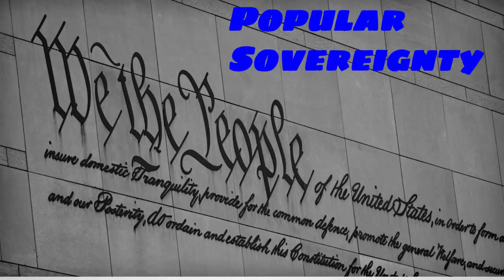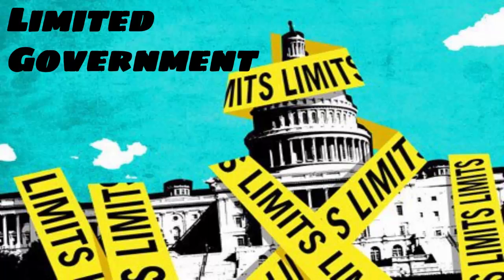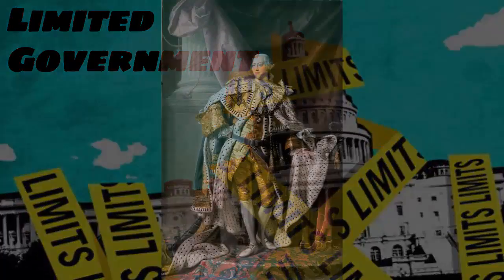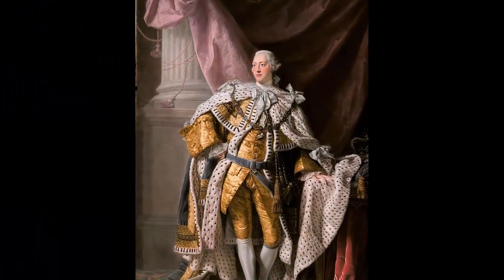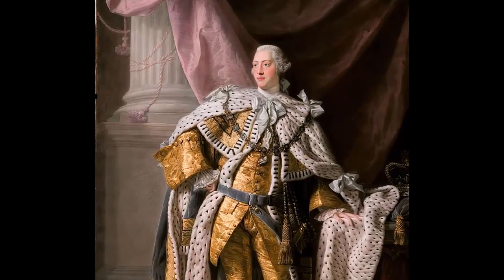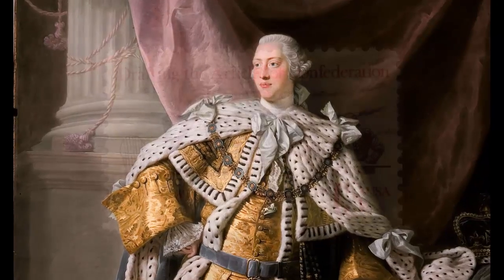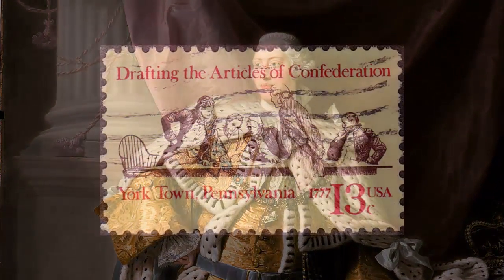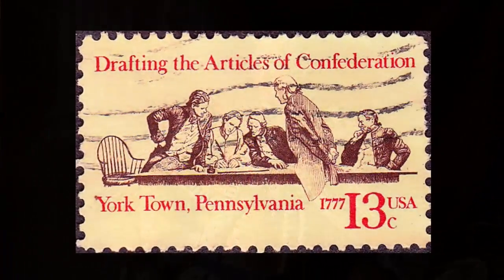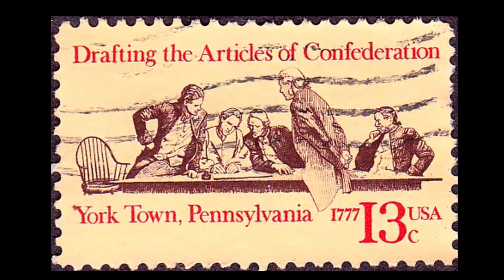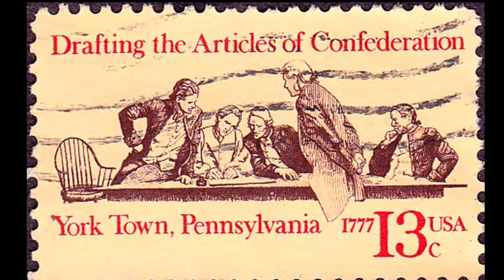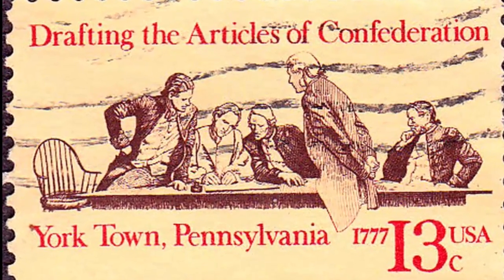The second principle of the Constitution is the idea of limited government, which makes perfect sense if you think about why the Constitution exists. We overthrew a king. We created our own government. The reason we did that is because the king, we felt, was abusing his power. So we tried to limit government with the Articles of Confederation. They took it too far.